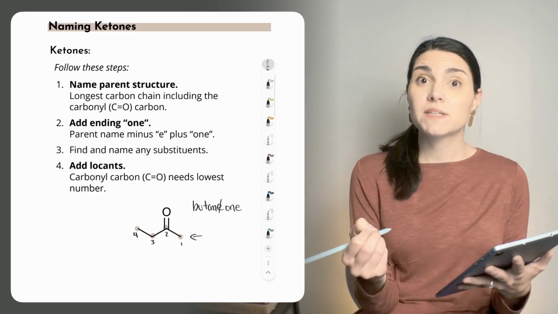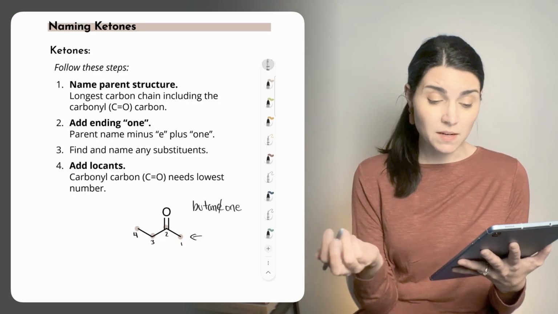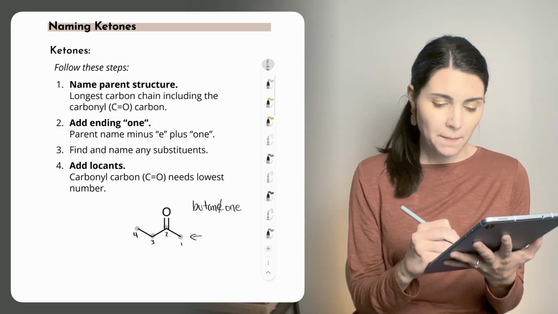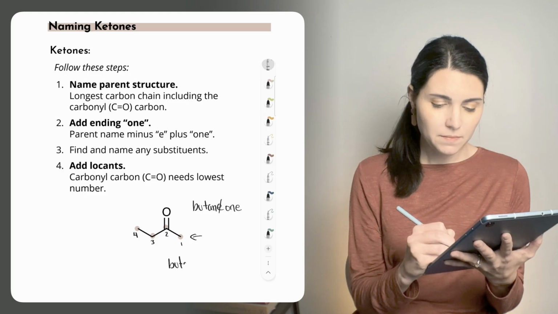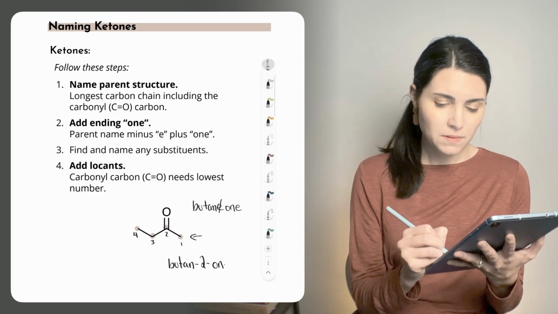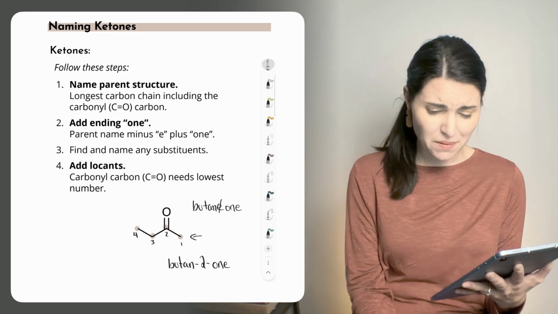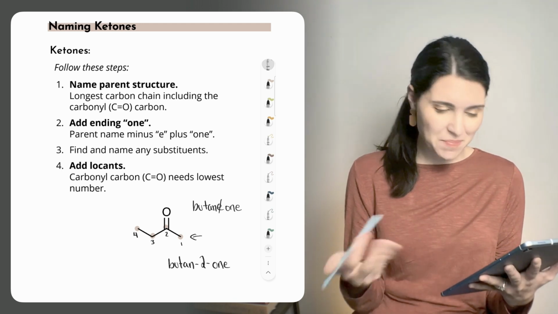And so again, we're going to stick our locant in between the parent structure part of the name and the ending "one." So this will be butane 2-one, or butan-2-one. I don't really know how you're supposed to pronounce it, but this is the IUPAC name.